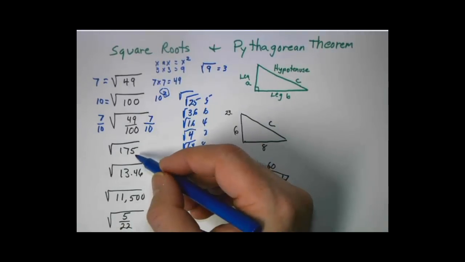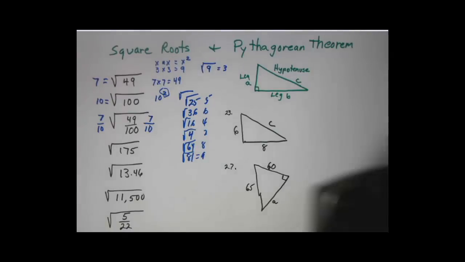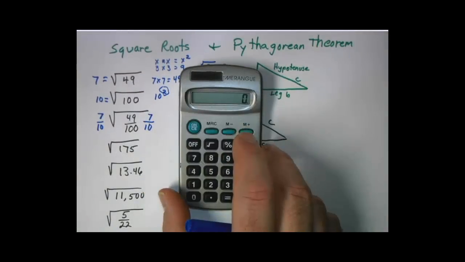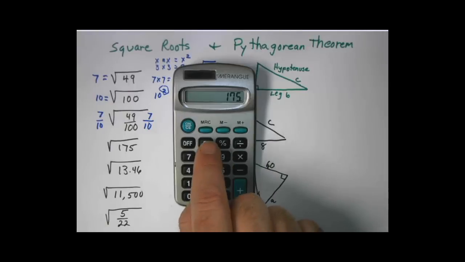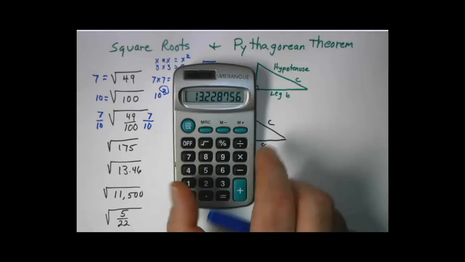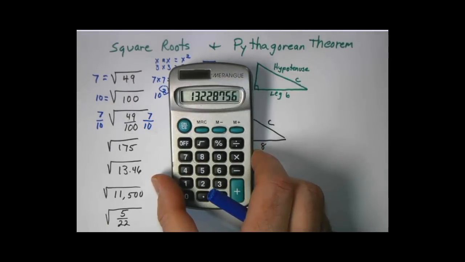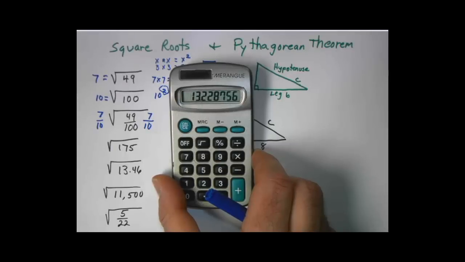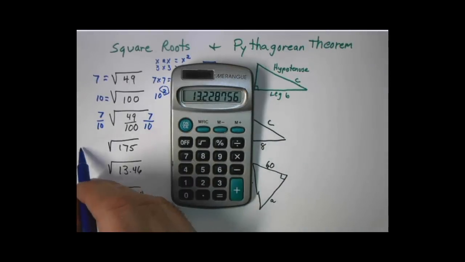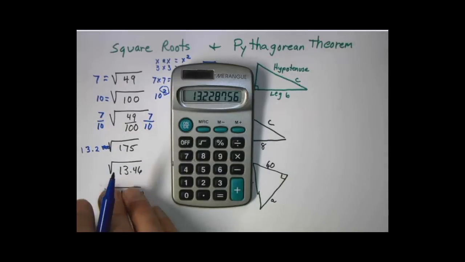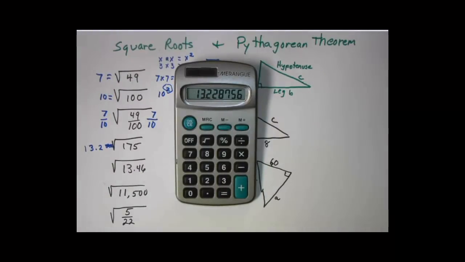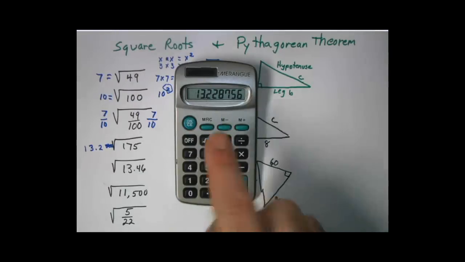Well, what if it's not a perfect square? That's when our handy-dandy calculator comes in. We simply plug in the number inside the square root and hit our square root button. But it's not quite perfect either. These are going to be approximate square roots. So 13.22, we're usually going to round to the nearest tenth. So we're going to say it is 13.2, with the little wavy line, which means approximately equal to.